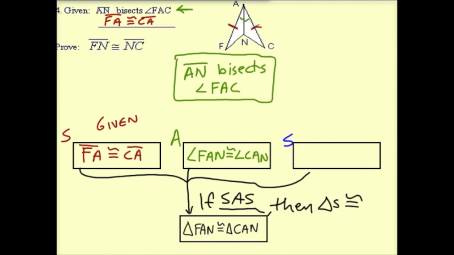And then just like in a previous proof, the reason that we're going to use to make that leap is essentially the definition of a bisector. However, this one is slightly different. In previous proofs, we had the segment bisector definition. Well, we're bisecting an angle this time. So what does it mean to bisect an angle according to the angle bisector definition?